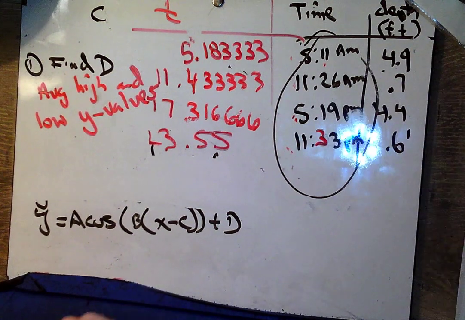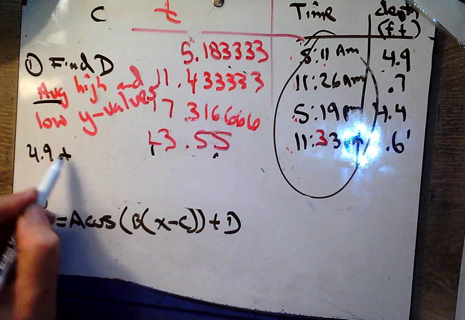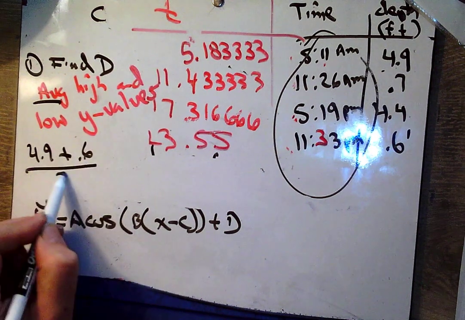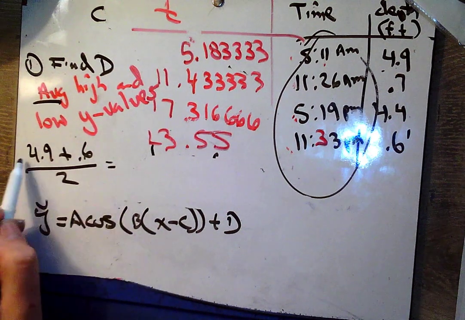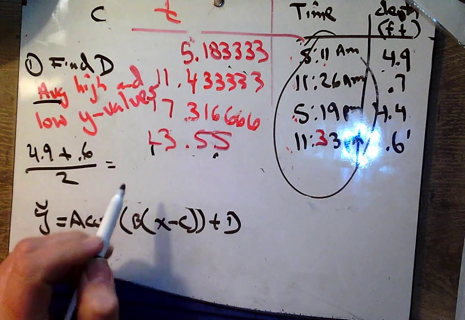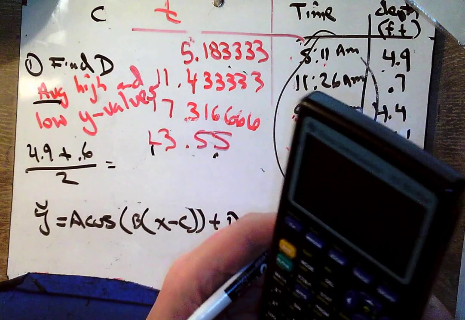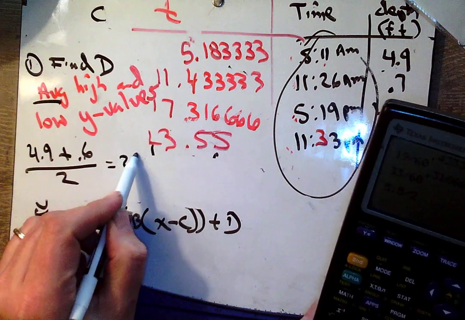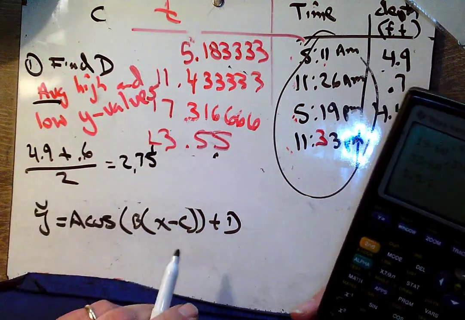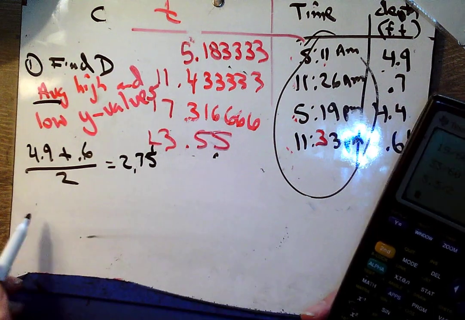So with that avarice in mind, let's say that we'll start by taking the highest high and the lowest low. And so we want to average these values. So 4.9 plus 0.6 over 2. I'm adding two numbers together, so I'm dividing by 2. And this is 5.5 divided by 2. And that's 2.75. Okay, so I'm going to go with 2.75 here. Nice.